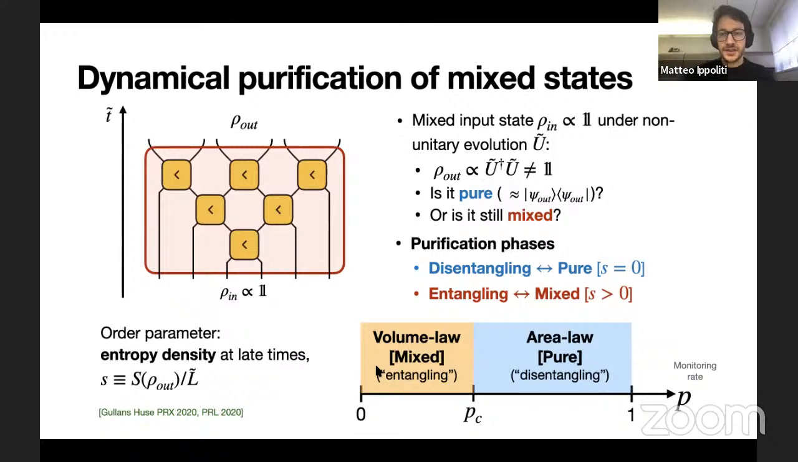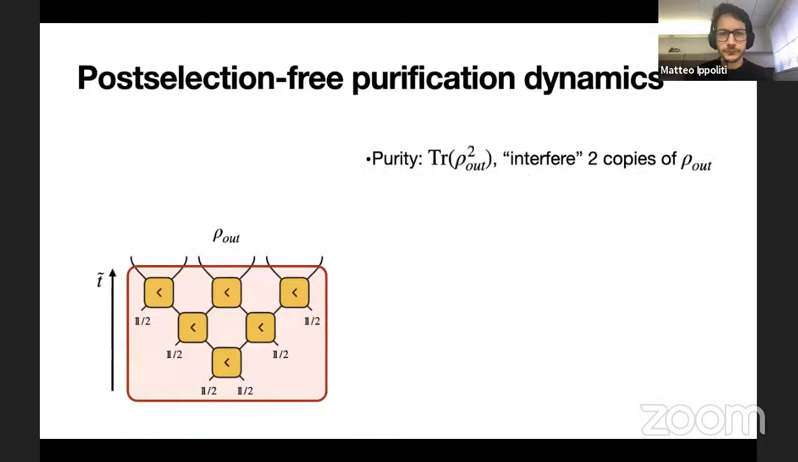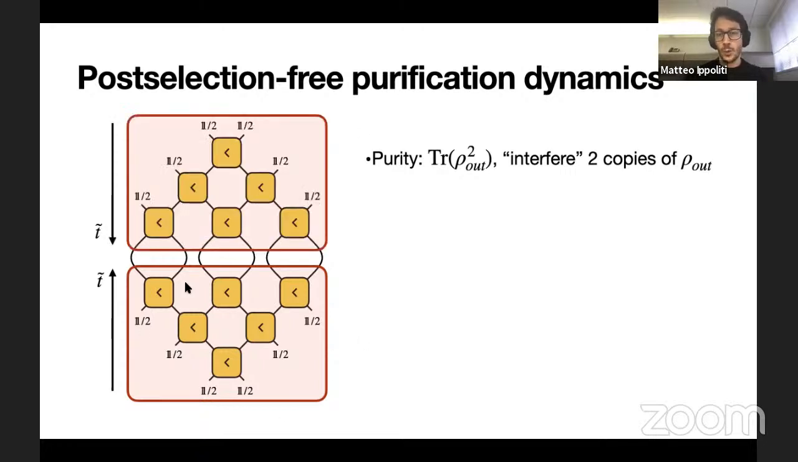Good. So this is the setting of the problem that we're trying to address. And the thing to calculate is ideally the entropy, but the easiest thing to calculate is the purity, the trace of rho squared, which you can obtain by in some ways interfering 2 copies of this output state, which you can do like this. So 1 copy here, 1 copy there, and you're contracting all the legs.